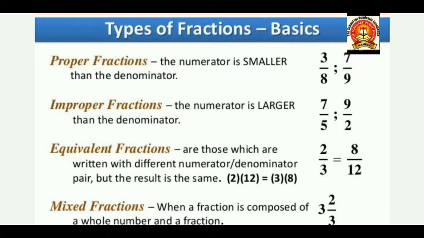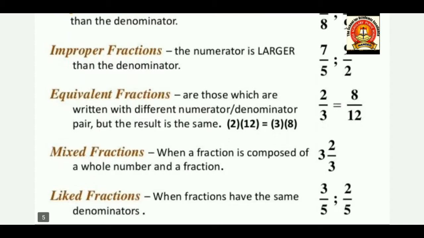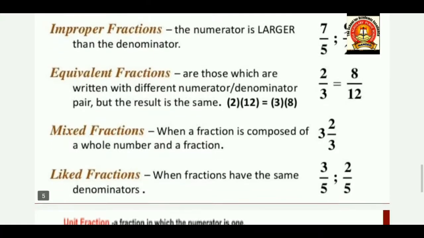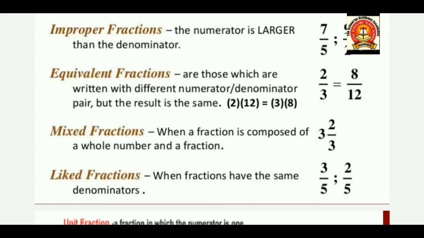Equivalent fractions are those which are written with a different numerator and denominator pair, but the result is the same. Like 2 upon 3. This same fraction you can write as 8 upon 12. When you simplify 8 upon 12, you again get 2 upon 3. Next is mixed fraction. When a fraction is composed of a whole number and a fraction, like 3 wholes and 2 upon 3. Like fractions have the same denominator, like in the example 3 upon 5, 2 upon 5, the denominator 5 is the same in both cases.